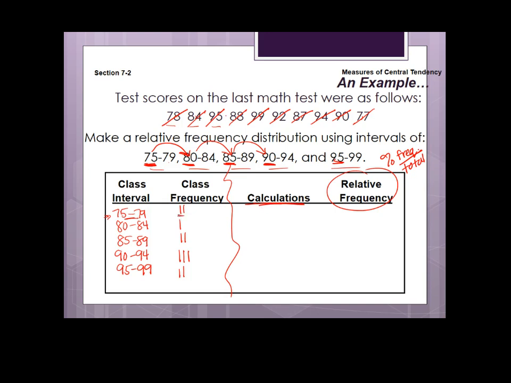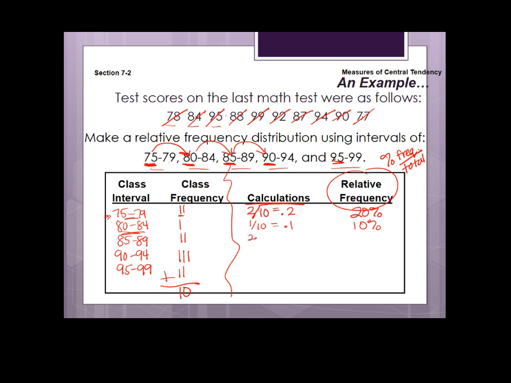So I had 2 numbers, and I had a total of 10 numbers. So I'm going to do 2 divided by 10. That gives me 0.2. And if I change that to a percent, I just move the decimal over twice, and I get 20%. Okay, the next one is 1 out of 10. So 0.1, which is 10%. So 10% of my data values were in this interval.